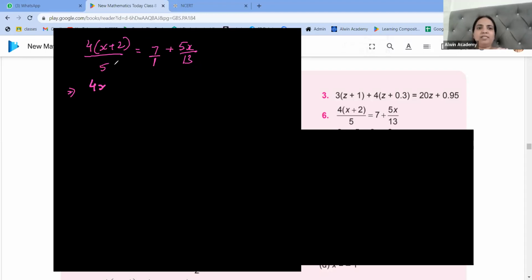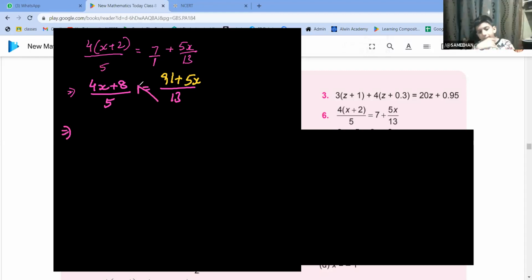This is 4 times x is 4x. I multiplied this. Then plus 8 by 5 equals 13. I'll take as my LCM. What is 7 times 13? Can anyone tell me? 7 times 13, so that's 91 plus 5x. Right? Any problem? Anyone here? Still here? No, ma'am.